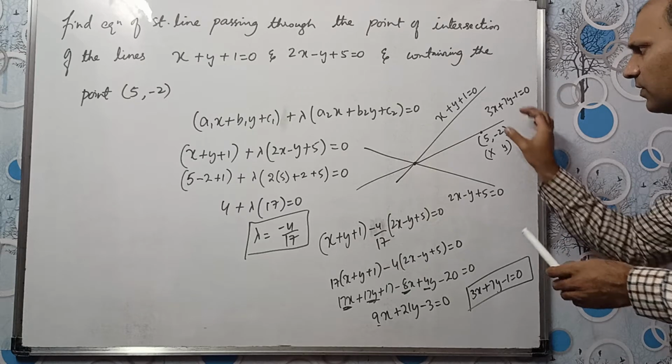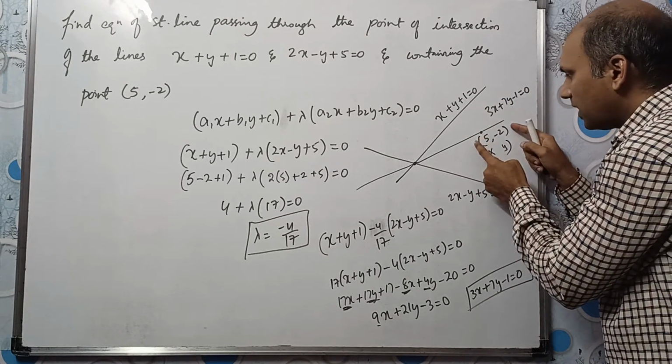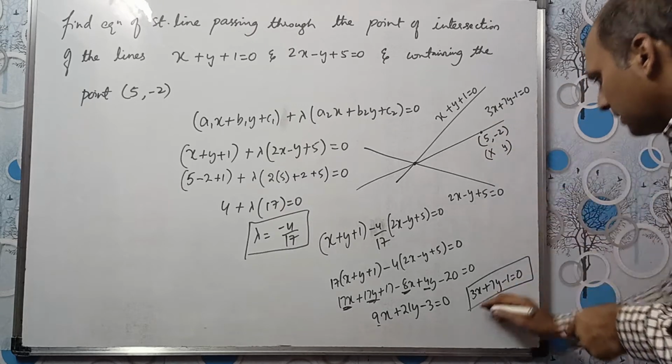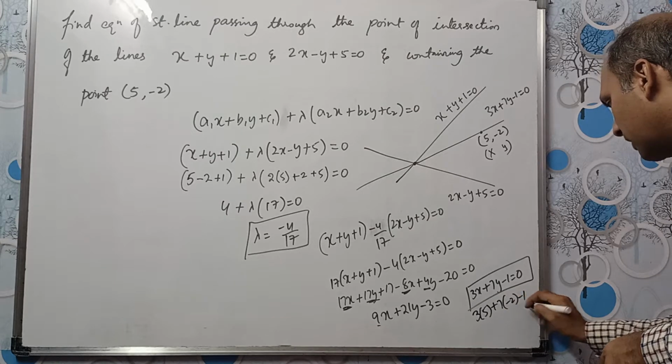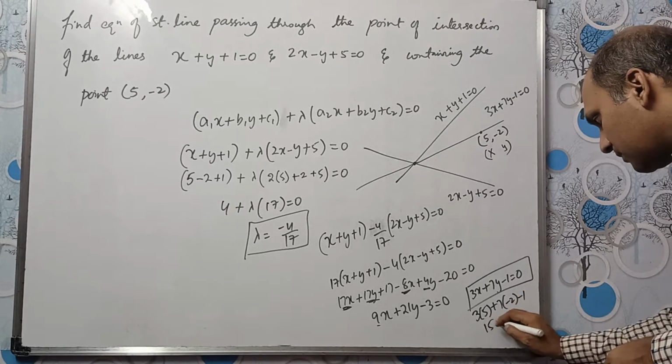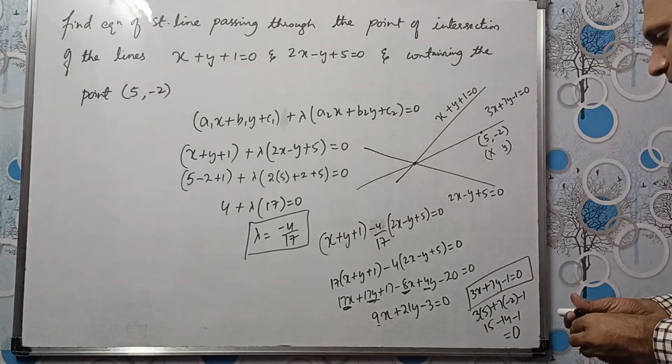If you want to verify whether our equation is correct or not, one thing we can do is substitute the value of 5 comma minus 2 in this. Let us check. 3 into 5 plus 7 into minus 2 minus 1. It should give us 0, right? So this is 15 minus 14 minus 1. So yes, 15 minus 15 is equal to 0.